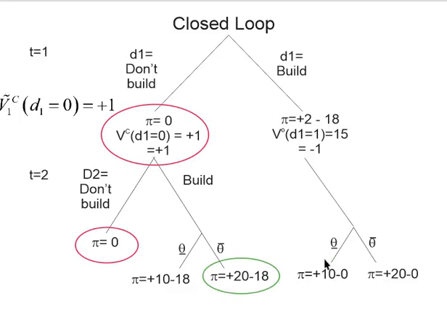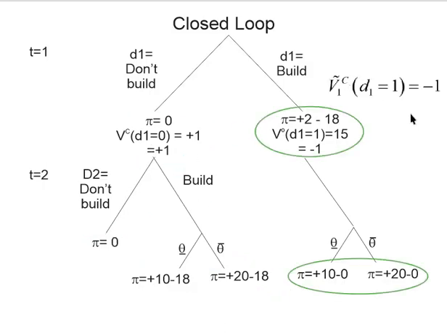Now let's go back to period 1. Again, we're going to use this notation: V tilde closed loop c of d1 equals 0 is going to be equal to a payoff of positive 1. That is, you're going to get a payoff of 0 and then an expected payoff of positive 1 in period 2. Add those two together without discounting, and that gives us a payoff of plus 1.